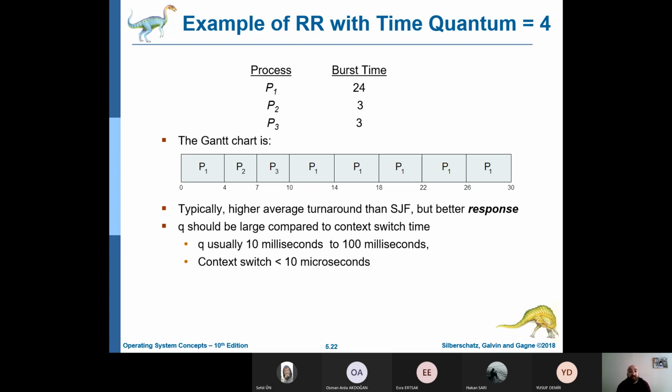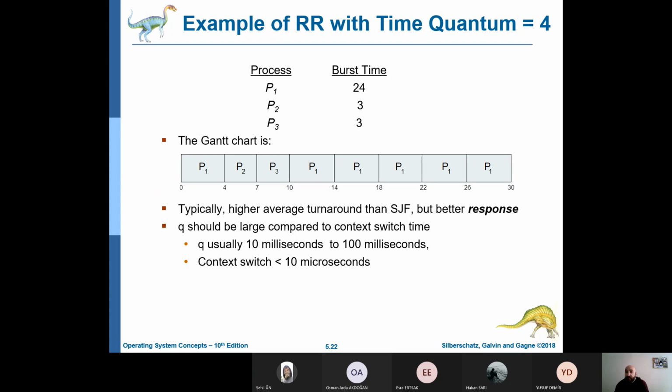Process 2 does not need 4 milliseconds. Our quantum is 4 milliseconds, so we can serve 4 milliseconds for every process, but P2 just needs 3 milliseconds. So P2 quits before its time quantum expires. It's already terminated, so we have to make a context switch at that point. And then the CPU is given to the next process, which is process 3.